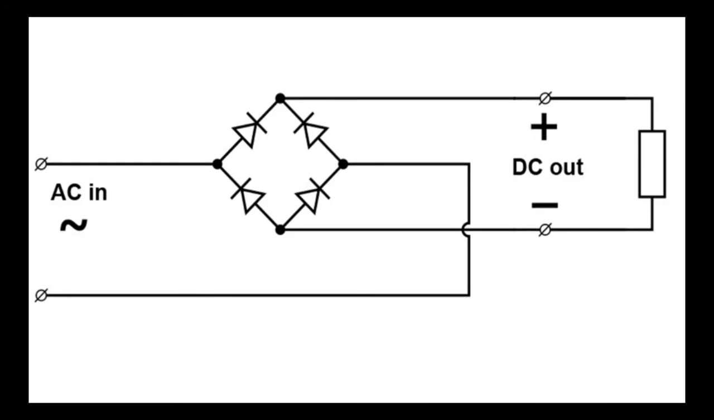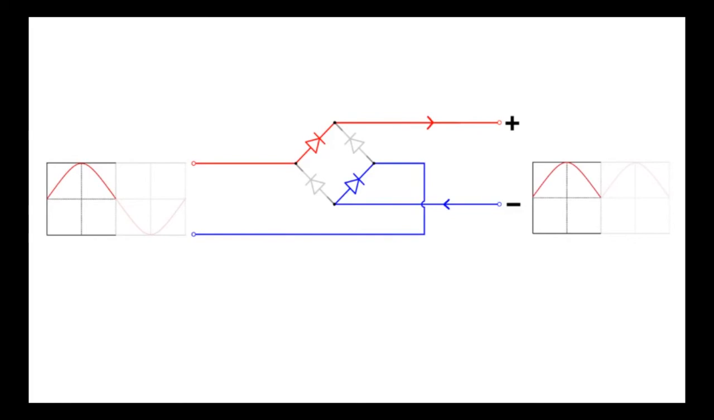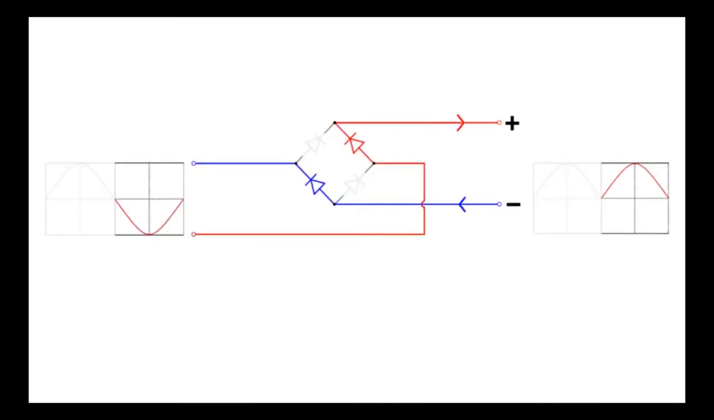It works like this. In the first half of the sine wave, where the top wire is more positive than the bottom wire, these 2 diodes turn on and allow current to flow forward. The other diodes stay off, blocking any possible reverse flow of the current. Now in the second half of the sine wave, where the top wire is negative with respect to the bottom wire, the other two diodes start conducting, and the first two turn off.